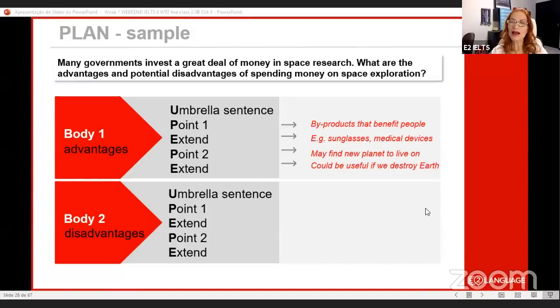So this class is for both general and academic. Task 2 is the same for both. Okay, Smita, I hope I'm pronouncing your name correctly.